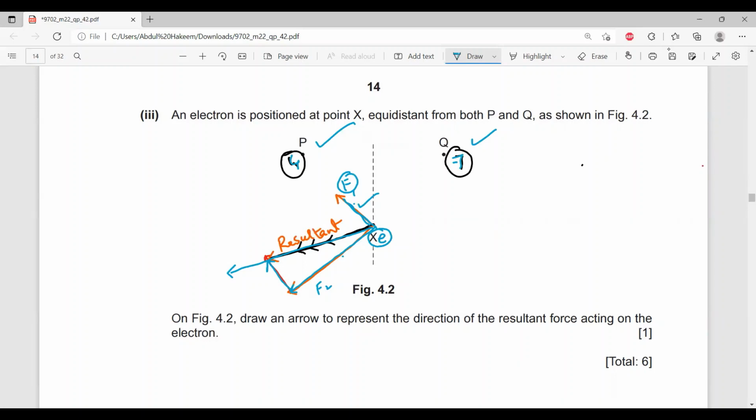So you have to first draw the forces. It is attracted by the positive charge. It is repelled by the negative charge. The force from the negative charge is too large as compared to the positive charge, because this is minus 7, this is plus 4. So this vector is large, this vector is small. Now add them according to the head-to-tail rule. One force in this direction, the other in this direction. This will be the result. This is the resultant motion.